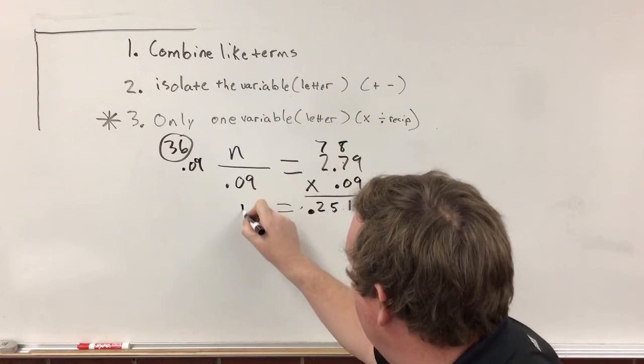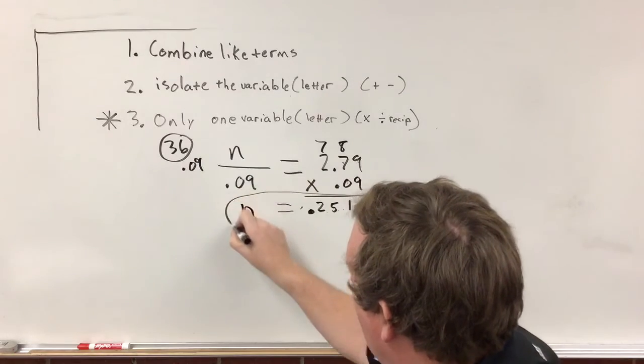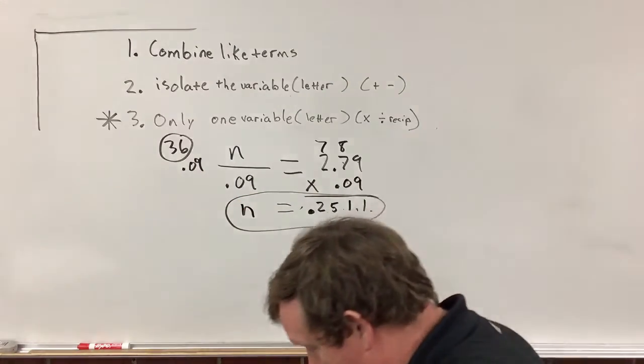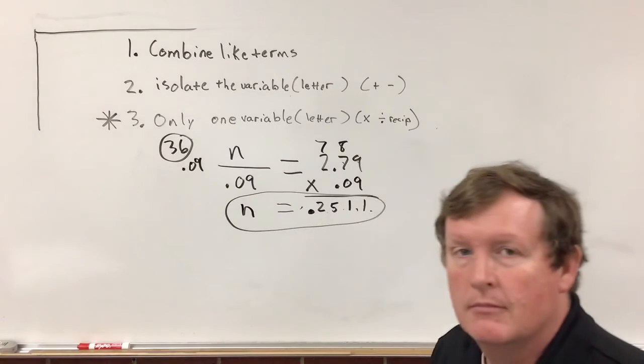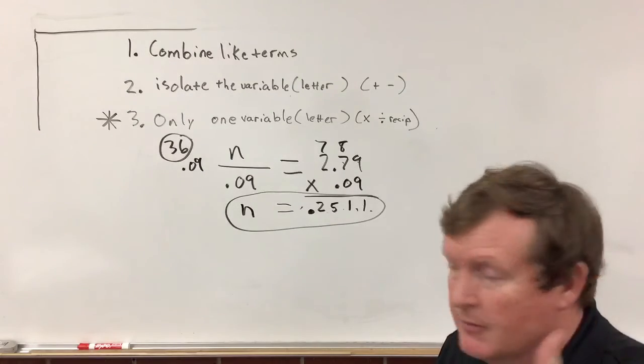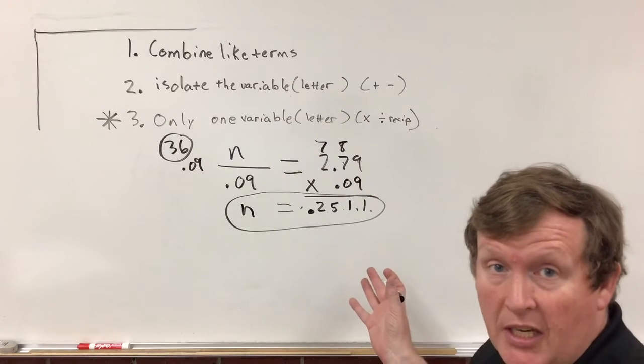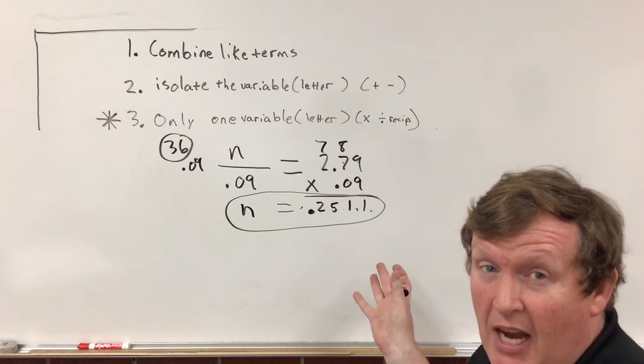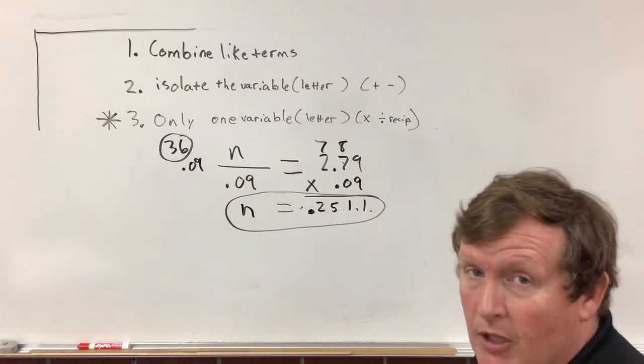So my answer is n equals 0.2511. Checks out with my book answer too. Good deal. There's 36. You can pause the tape or video or whatever so you can jot that down if you need to. I'm going to move on.